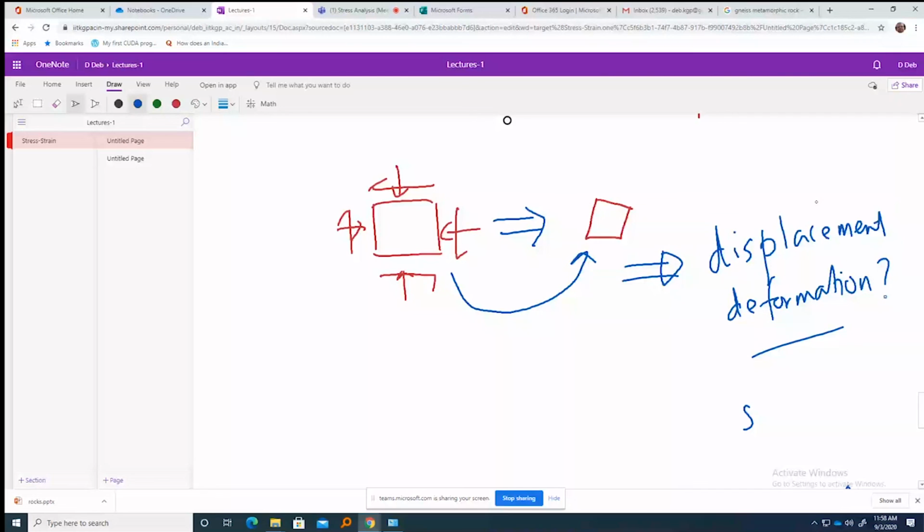So I will stop here today, and in the next class we'll find out the relationship between displacement and what we call the strain. First, I will give you the definition of strain. So far, you understood the definition of stress. Then I will give you the definition of strain and displacement.